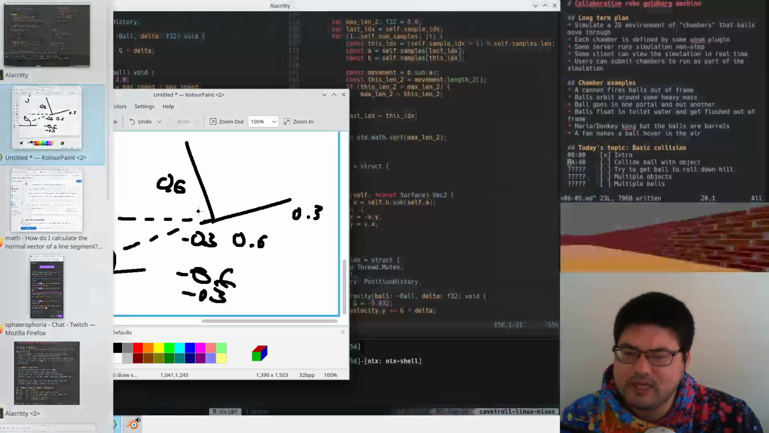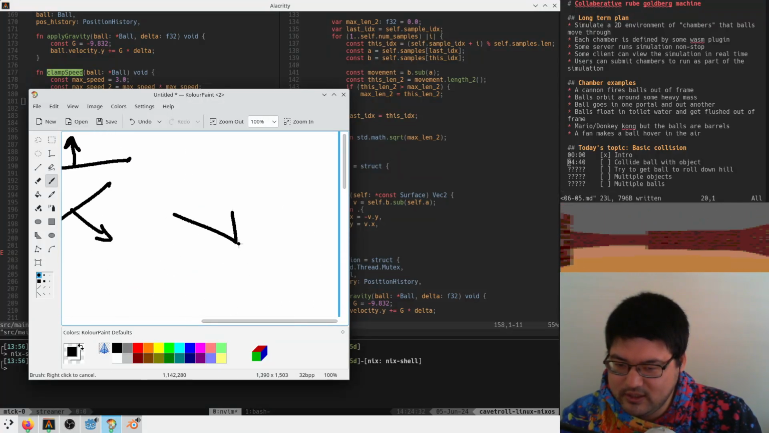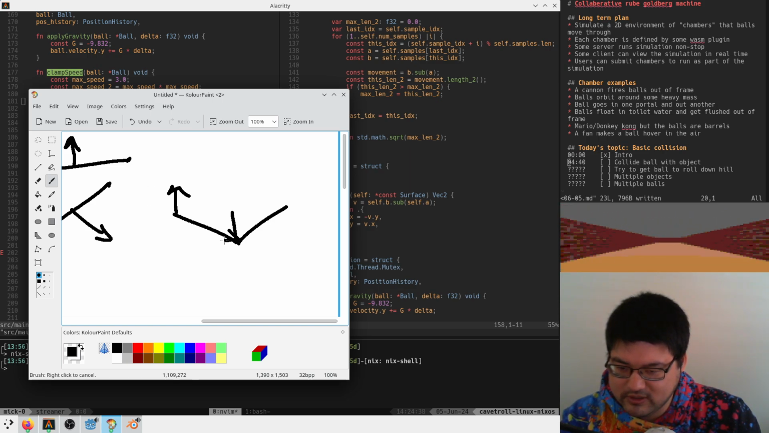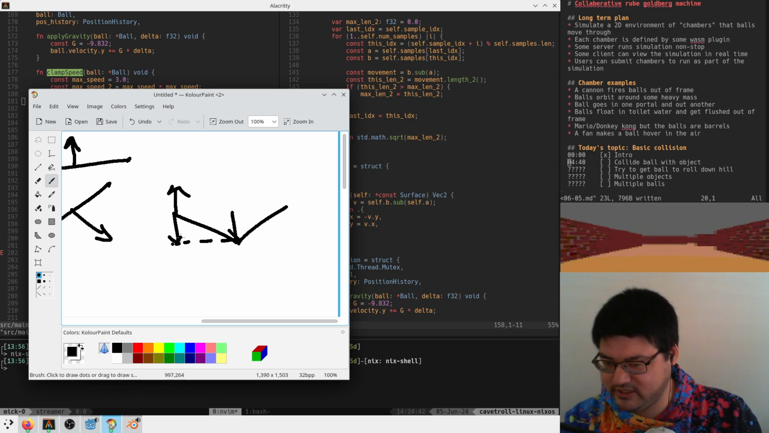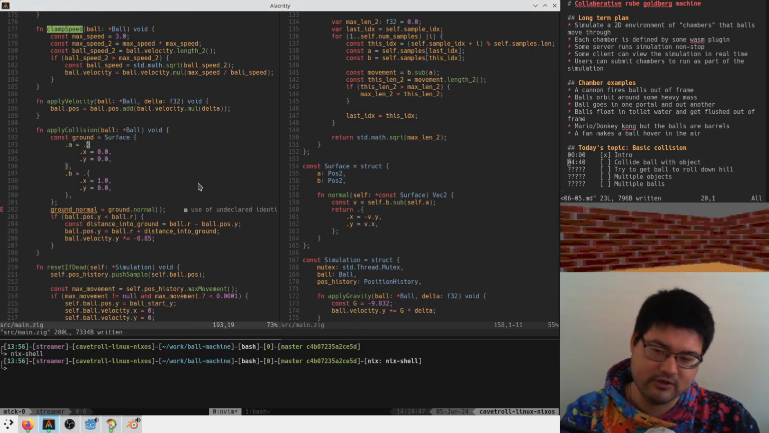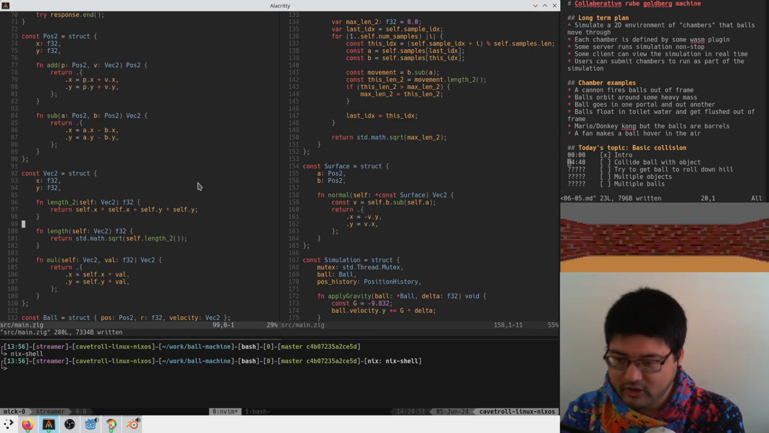So what were we saying before? We were saying something about how the movement is the projection onto the normal. So if we have a normal like this and a vector like this, we project here. And so we project, invert, and then multiply by the normal, I think is what we said. So we need a dot product. We don't have a dot product right now, but it's easy to make.